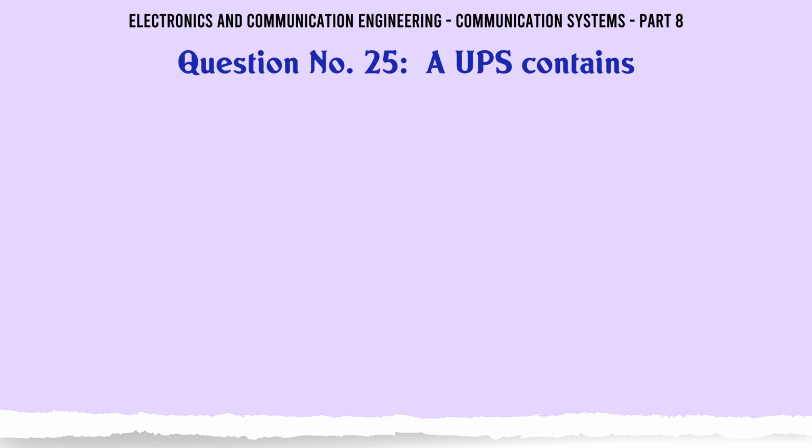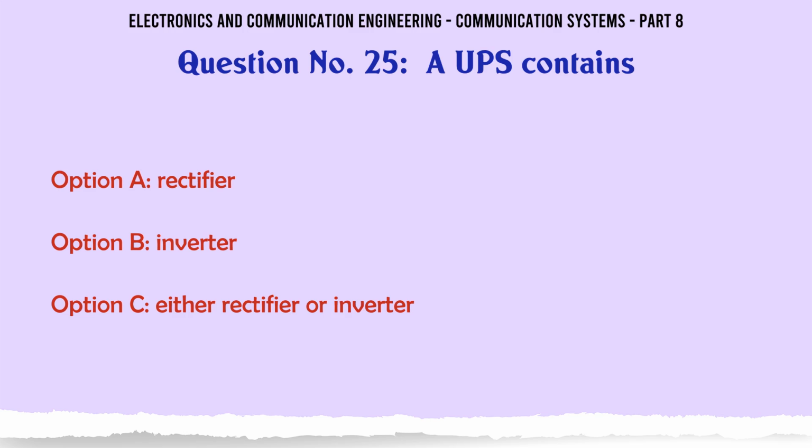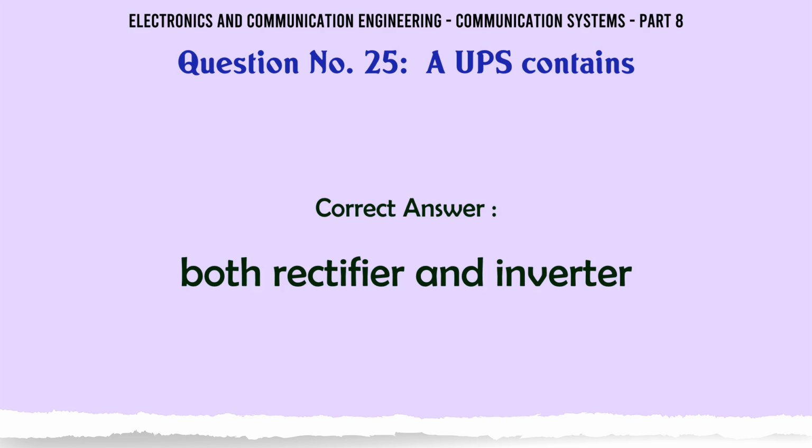A UPS contains A. rectifier, B. inverter, C. either rectifier or inverter, D. both rectifier and inverter. The correct answer is both rectifier and inverter.